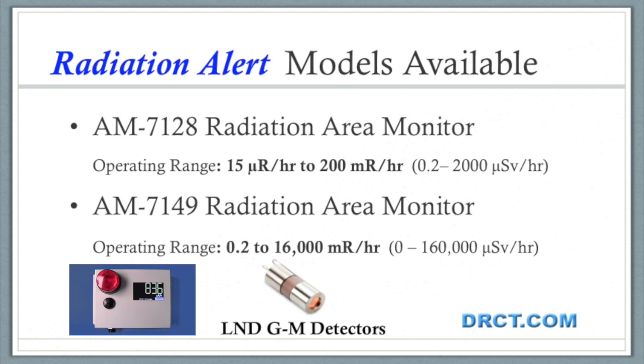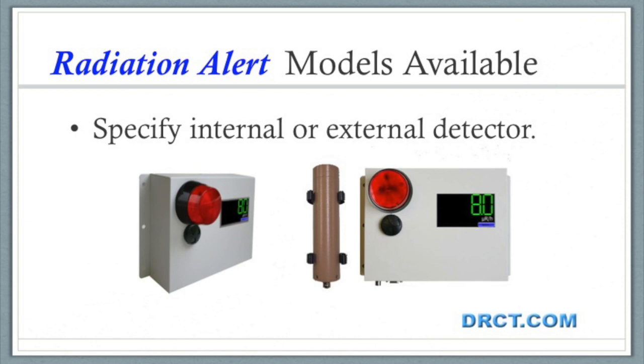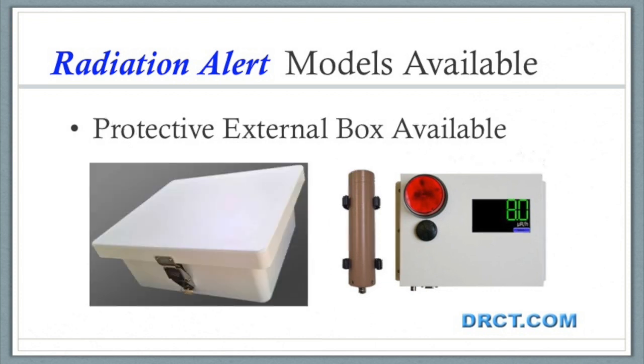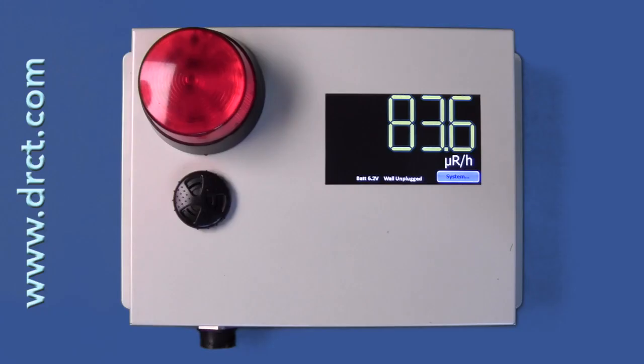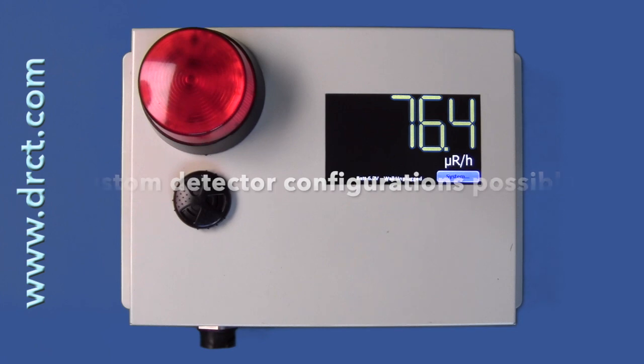For higher levels of radiation, the Radiation Alert is equipped with Geiger-Müller detectors offering the following dose ranges up to 16,000 milliR per hour. The model we looked at today was the AM71313. For both types of area monitors, please specify whether you prefer an internal or an external detector upon ordering. An optional protective wall mount enclosure is available for external scintillation probes. Custom probe configurations are possible if the user has another preference.